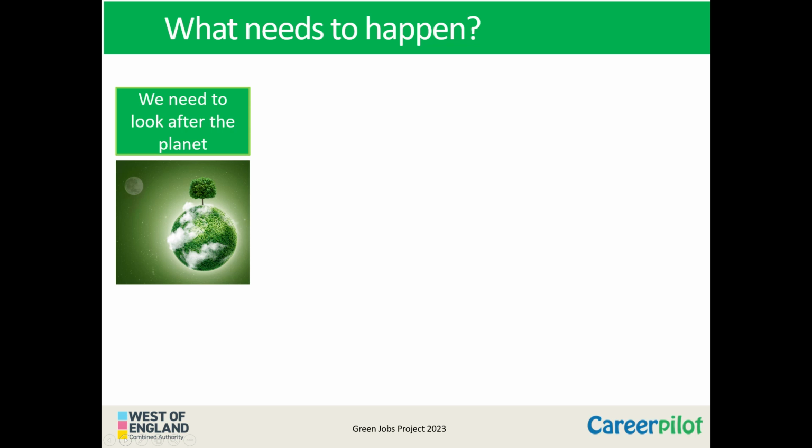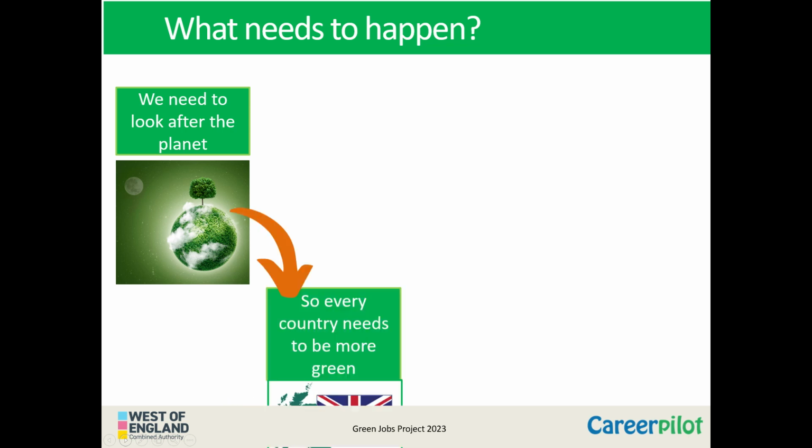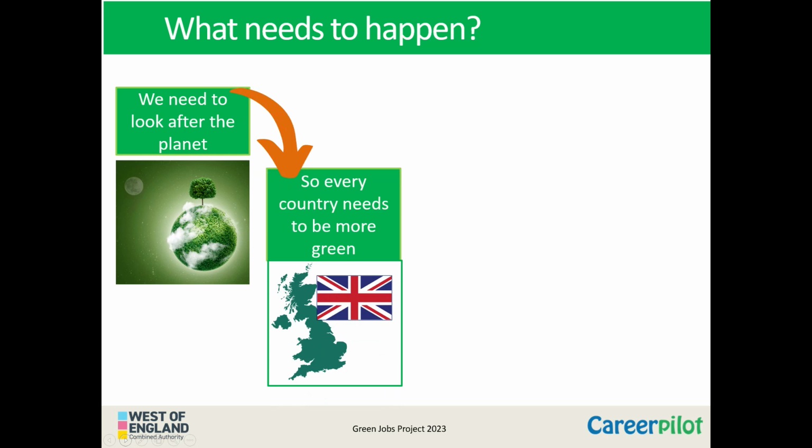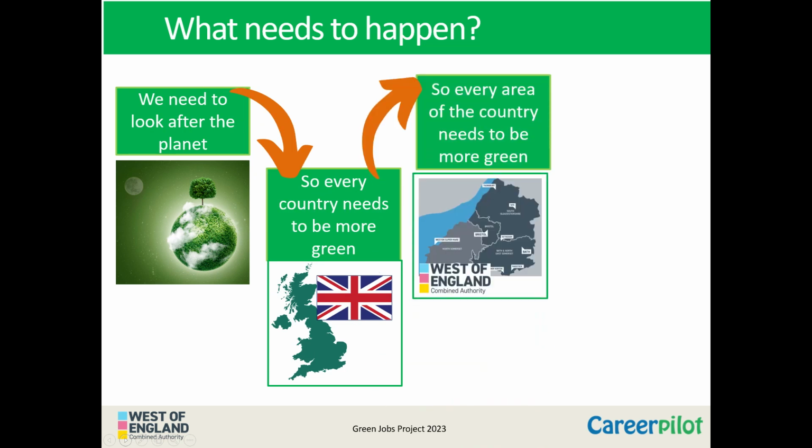Then, the job is to look after the planet. So that means that every country needs to be thinking about how they could be more green. And then every area of the country needs to think of that too. And it's worth explaining here that the students live in the West of England area, because the West of England has got some ambitious targets for being more green, more ambitious than the national government. So West of England is a good place to live if you're thinking about engaging with the green agenda.